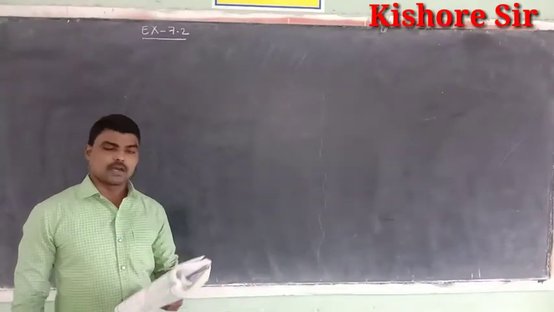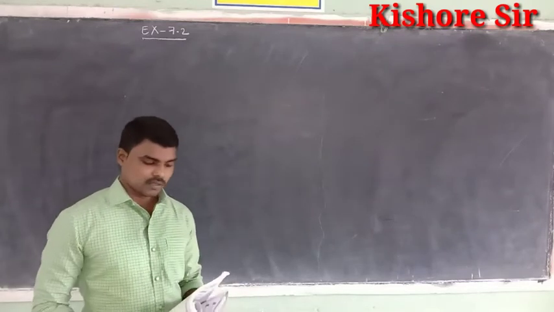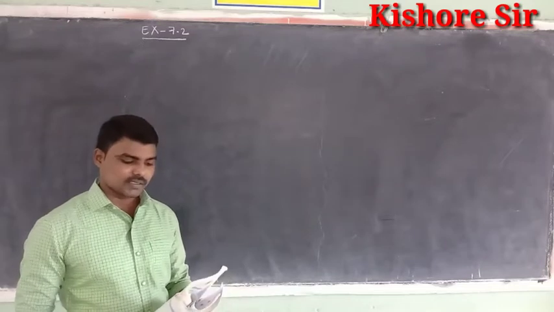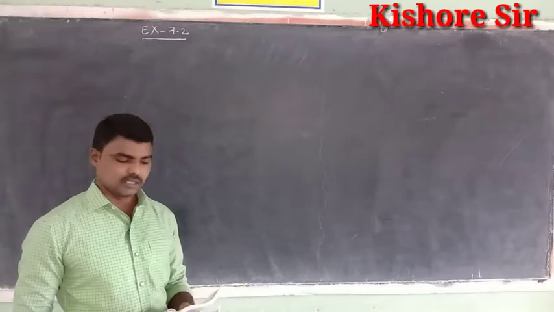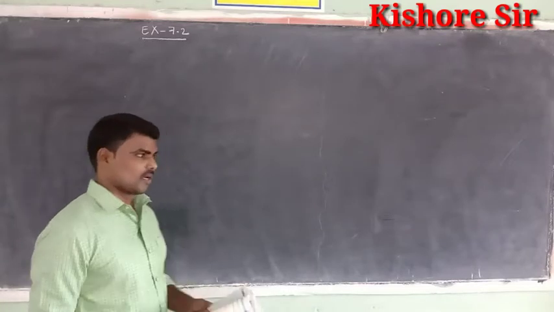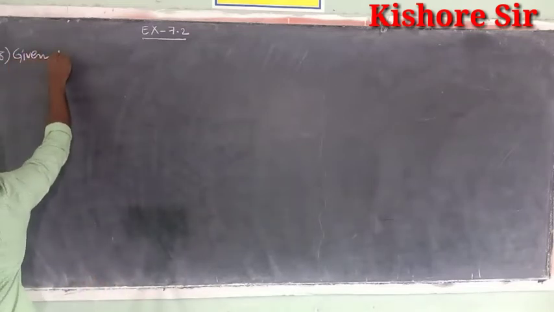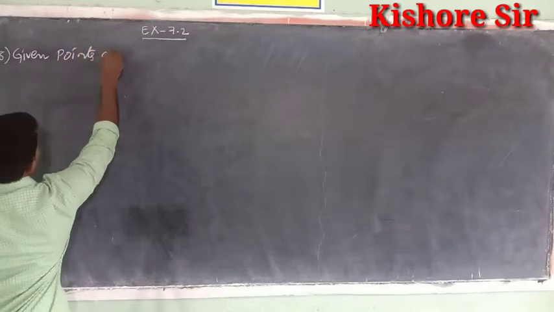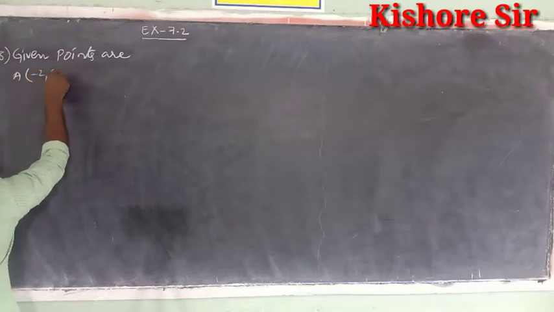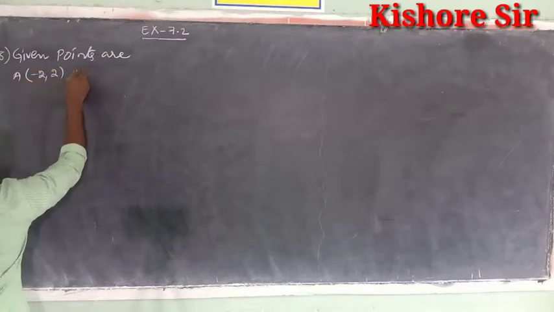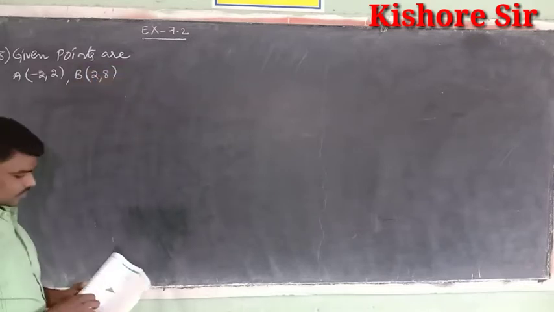Next, problem number 8. Same model. Find the coordinates of the points which divide the line segment joining A minus 2 comma 2 and B 2 comma 8 into 4 equal parts. Given points are A minus 2 comma 2, B 2 comma 8.